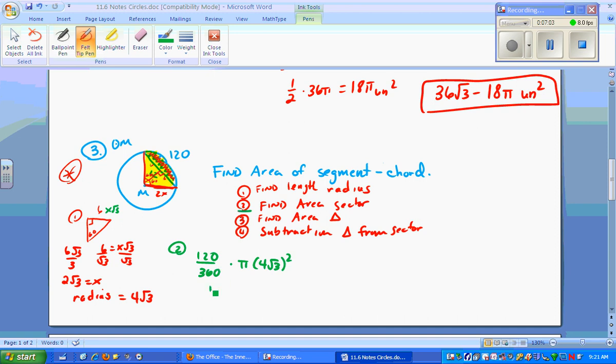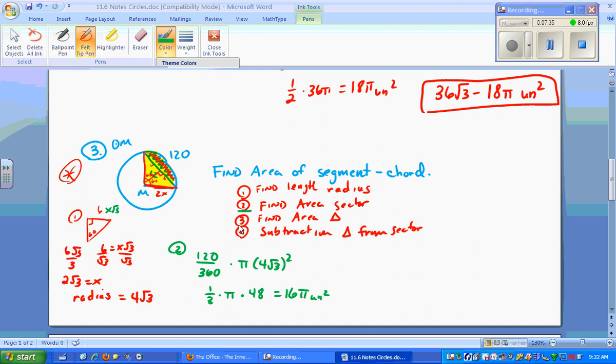All right, so what do we get? We get 1/3 times pi times squaring this. This is 16 times 3, which ends up being 48. So that worked out nicely. 1/3 of 48 ends up being 16 pi units squared. And that is the area of the sector, which is highlighted in the yellow.